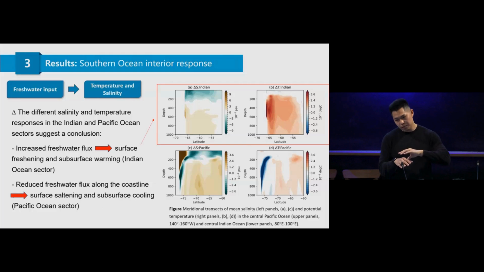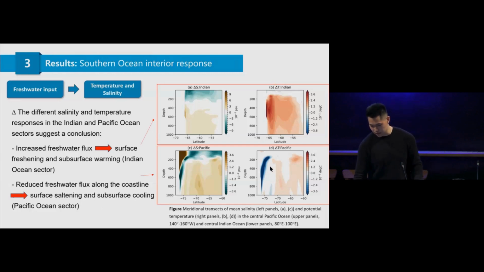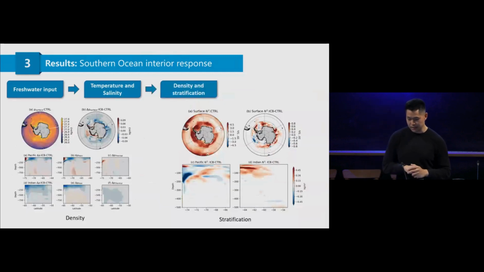The iceberg experiment shows more fresh water over here, and it causes a surface freshening as well as a surface warming signal. If you look at the Pacific sector, there is less fresh water along the coastline, and it causes a salinity signal and a subsurface cooling signal. It also shows the anomaly in terms of density and stratification. We divided the density anomaly into the anomaly induced by salinity, which we call haline density, and the anomaly induced by temperature, which we call thermal density.